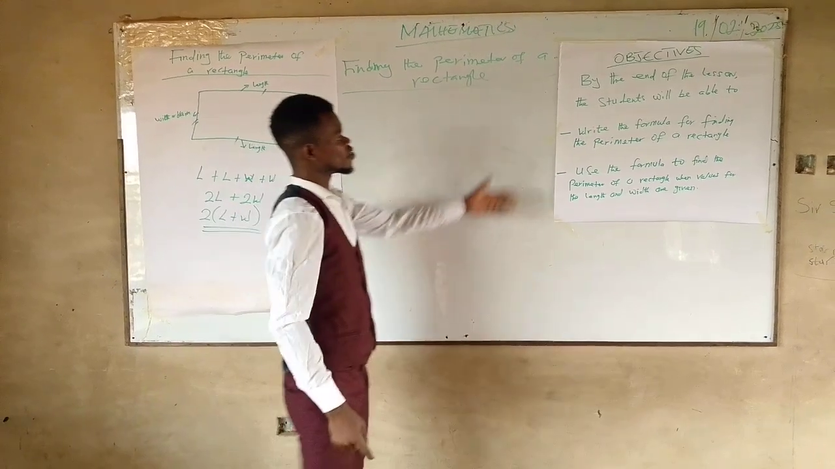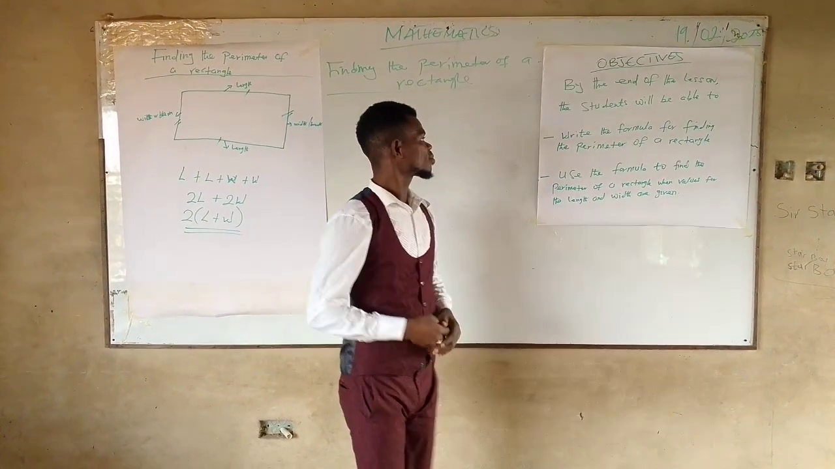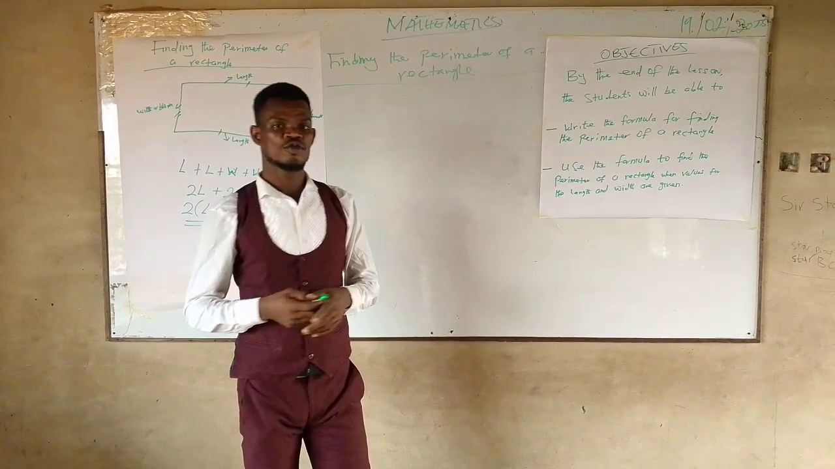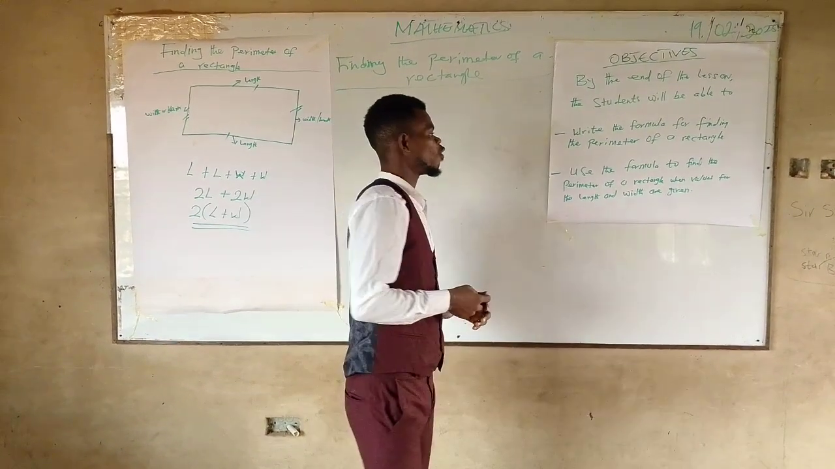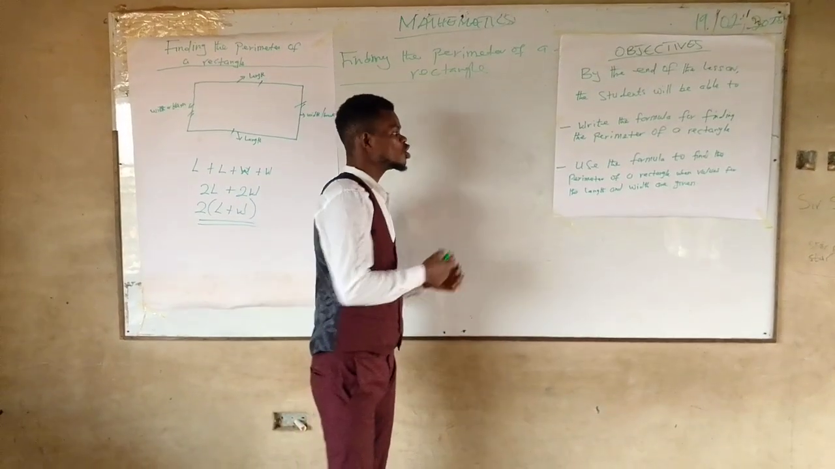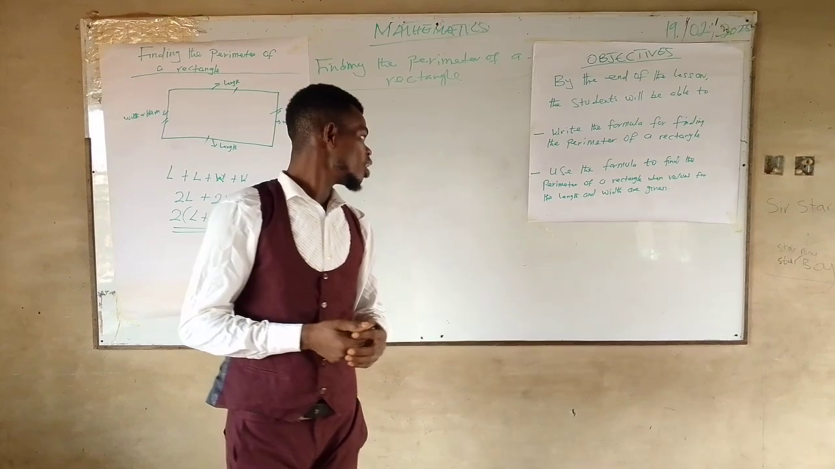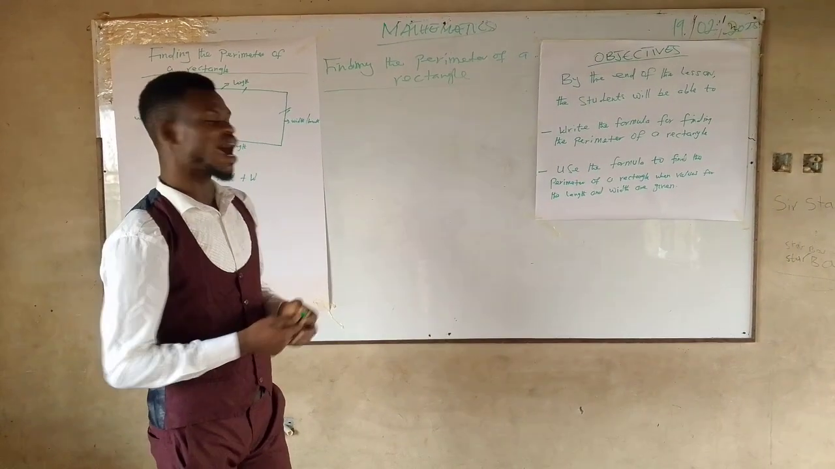Then let's look at the objectives. By the end of the lesson, the student will be able to: 1, write the formula for finding the perimeter of a rectangle. 2, use the formula to find the perimeter of a rectangle when the values for the length and the width are given.